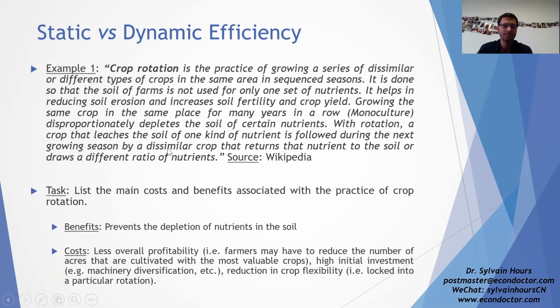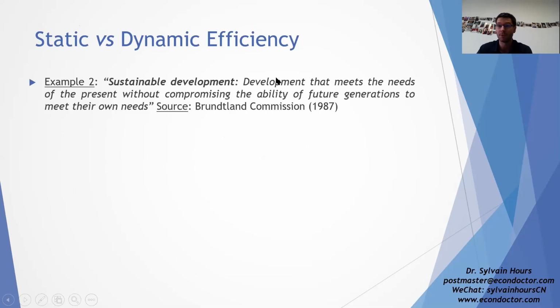Another example is sustainable development. You have the definition from the Brundtland Commission: development that meets the needs of the present without compromising the ability of future generations to meet their own needs. Again, why is this a good example of the trade-off between static and dynamic efficiency?